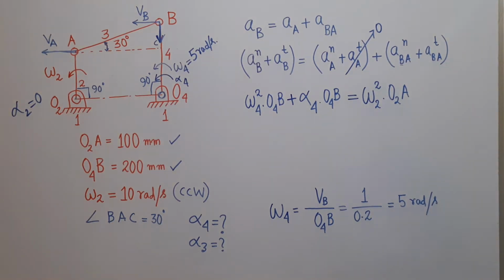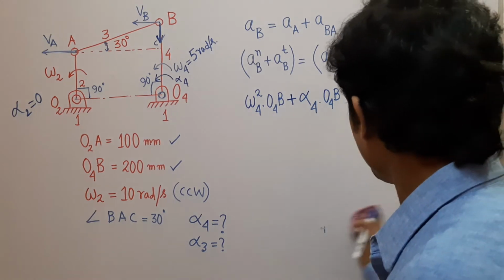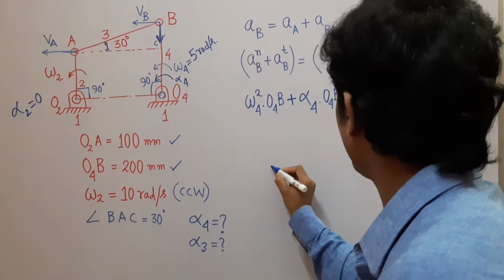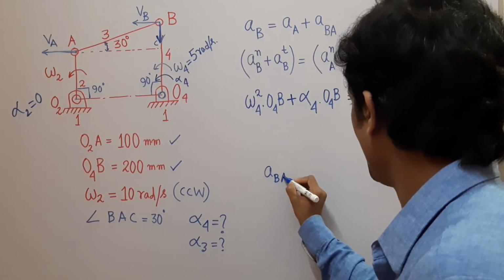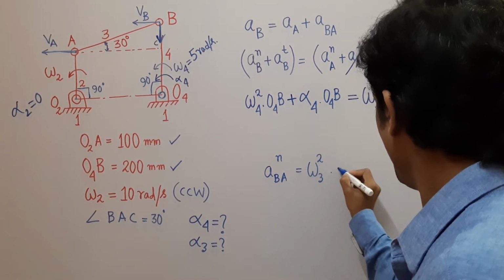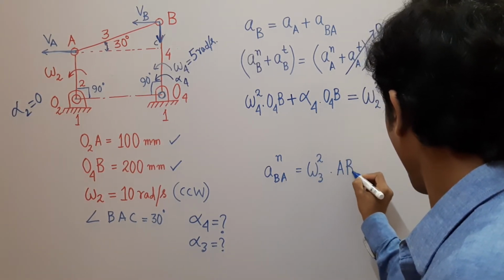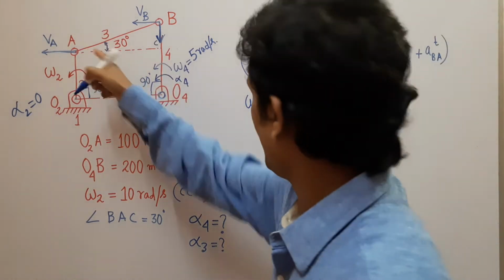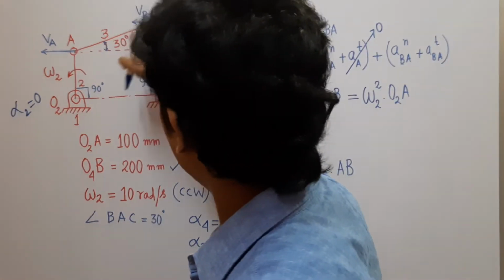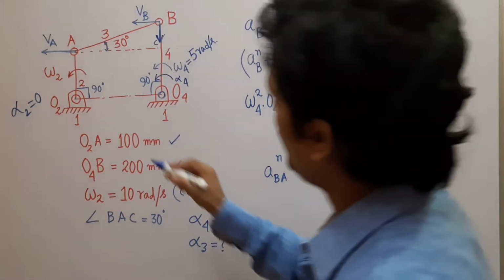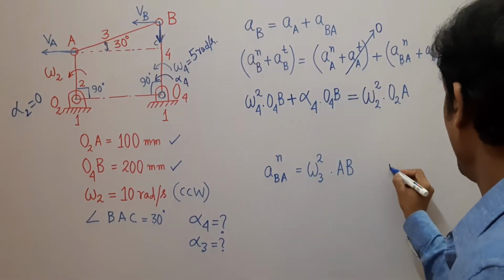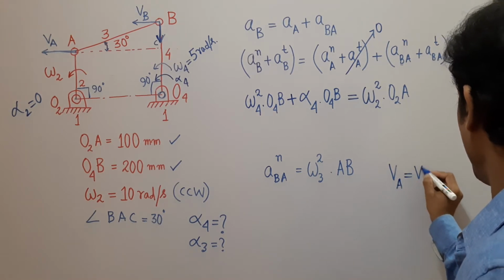ABAN. Now I am writing here, ABAN is equal to what? Omega 3 square into AB. This is for link number 3. Omega 3 is angular speed of link 3 or the connecting rod. At this instant, we have already determined that VA and VB are equal. We have determined VA is equal to VB.